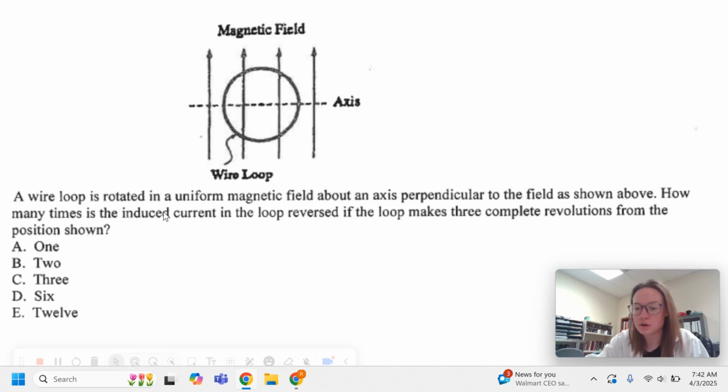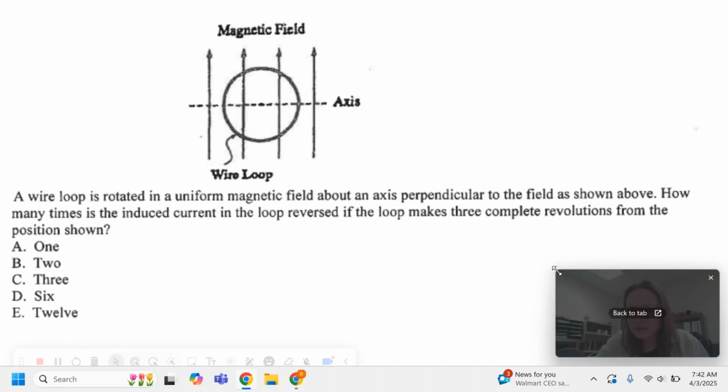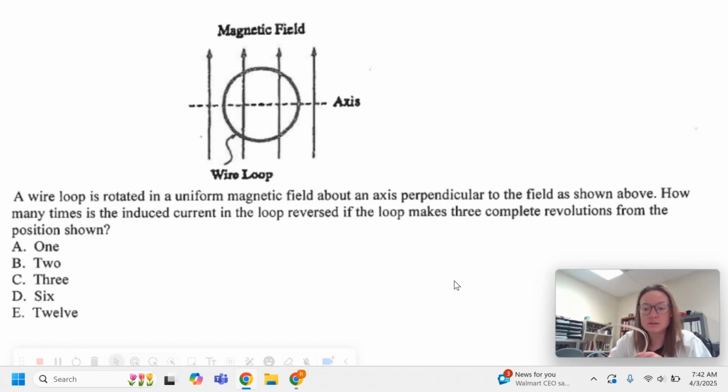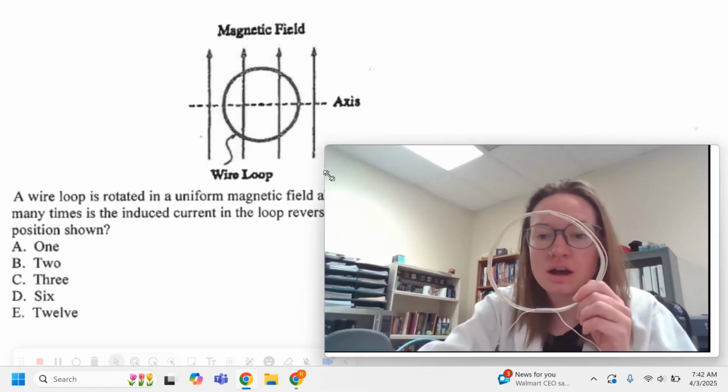The best way to look at this one is really to actually play with it in real life with my little loop here. So that's what we're going to do. Here's what I want you to see. Right now the magnetic field is directed upwards, and this little loop has its direction perpendicular to the direction of the magnetic field.